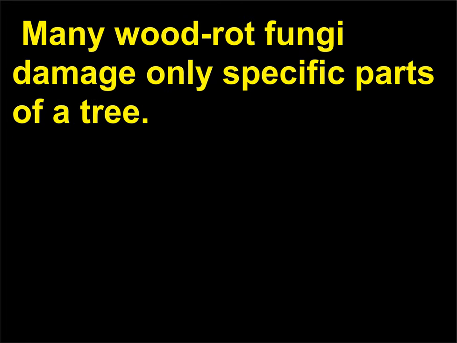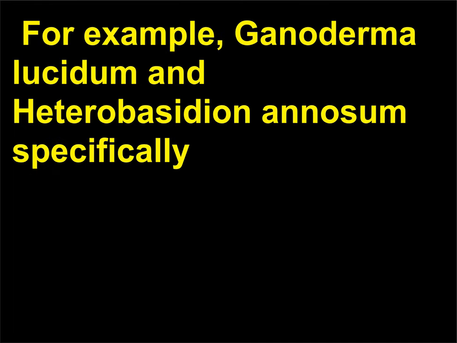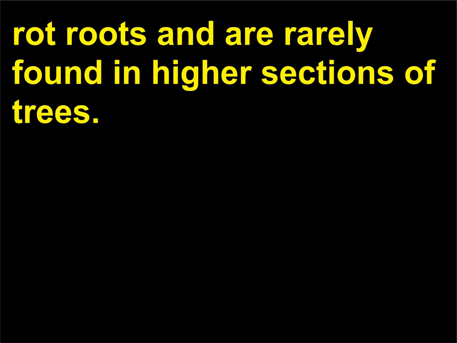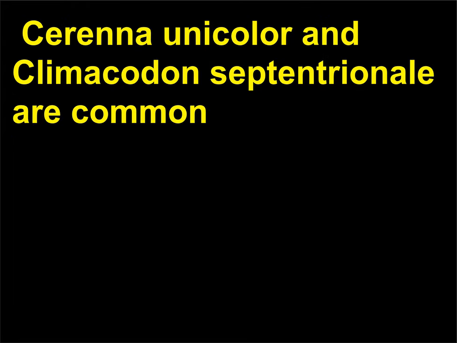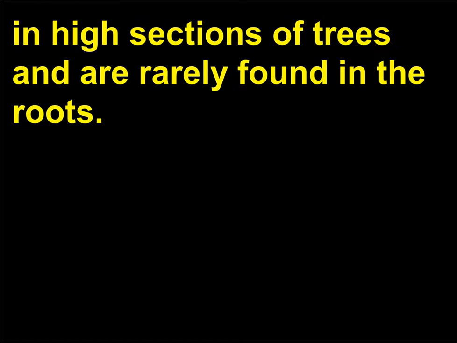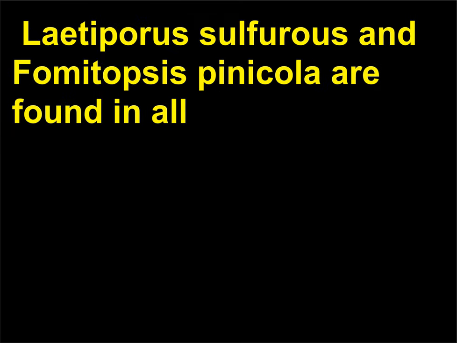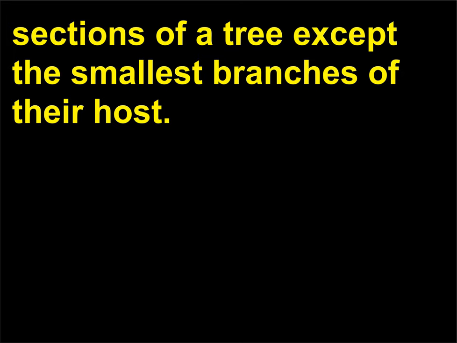Many wood rot fungi damage only specific parts of a tree. For example, Ganoderma lucidum and Heterobasidion annosum specifically rot roots and are rarely found in higher sections of trees. Sirena unicolor and Climacodon septentrionale are common in high sections of trees and are rarely found in the roots. Laetiporus sulphureus and Fomitopsis pinicola are found in all sections of a tree except the smallest branches of their host.